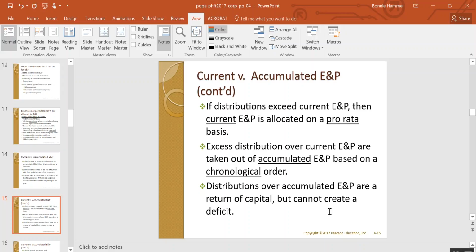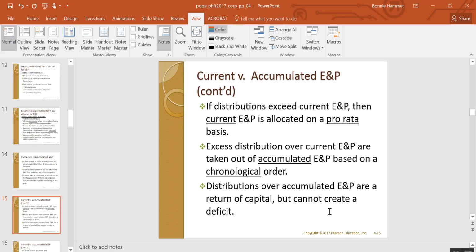Current versus accumulated E&P. If a distribution exceeds your current E&P, and this is when you have more than one distribution, then your current E&P is allocated on a pro rata basis, and then any excess distributions over current E&P are taken out of accumulated E&P in chronological order. So if you had distributions first quarter, second quarter, third quarter, and fourth quarter, you would chronologically take those distributions out of your accumulated E&P once you've wiped out your current E&P.